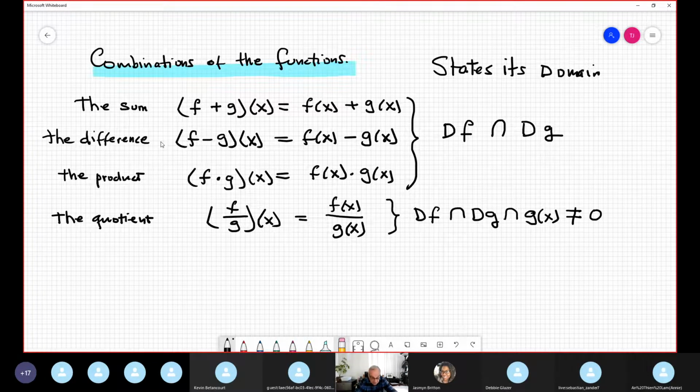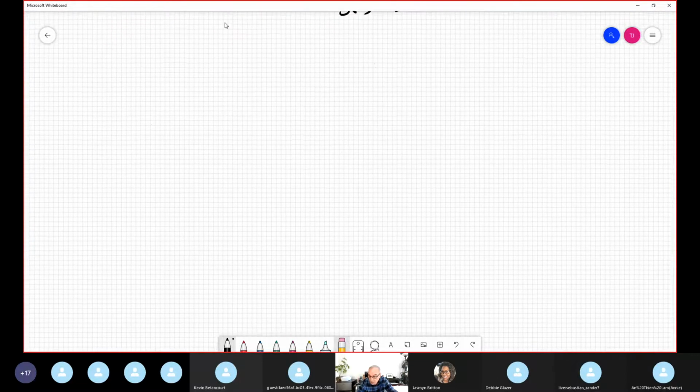zero. Okay, let's see an example, and immediately you will understand this much better. Suppose an example, only one example, but using everything: addition, subtraction, multiplication, and division. Okay, look. Suppose we are given two functions.